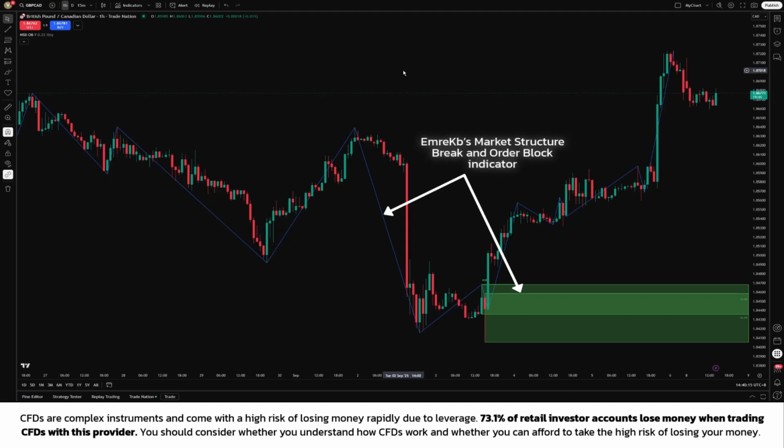EmreKb's Market Structure Break and Order Block Indicator provides a detailed framework for identifying shifts in market direction and mapping out high-probability price zones. It combines dynamic swing analysis, structure break detection, and automated order block plotting to give traders a complete view of price behavior in real time.